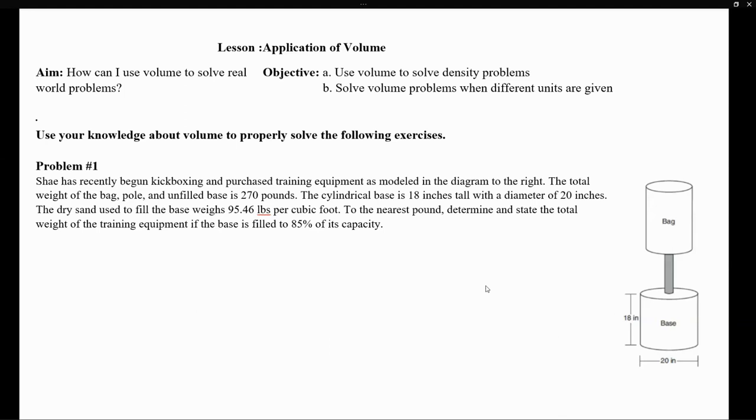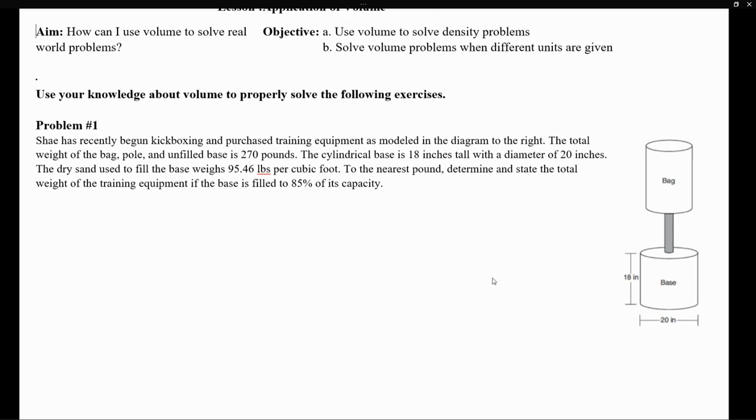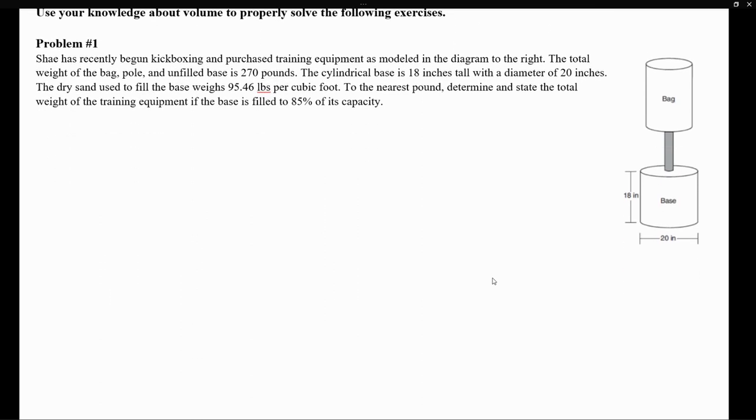In this video, we will talk about the application of volumes, and we're going to do that through some word problems. So let's get started. Let's take a look at example 1, and it says Shay has recently begun kickboxing and he has purchased a training equipment as modeled in the diagram on the right.